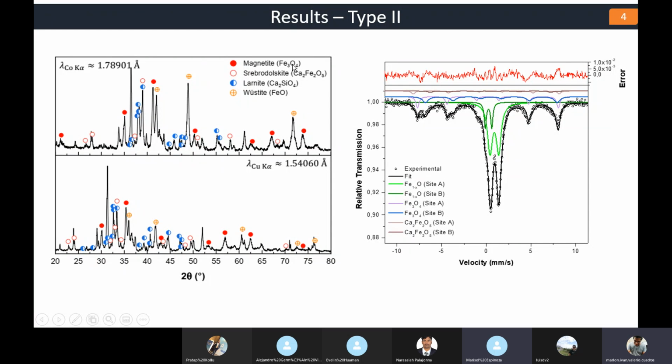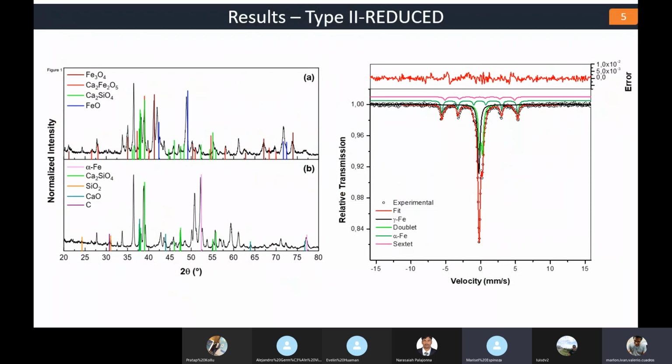In this case, Ca2Fe2O5 was identified by X-ray diffraction, and also identified by Mössbauer spectroscopy. In this case, we don't have a measurement at 50 Kelvin. For the reduced type 2 sample, we have as principal phases magnetite and Ca2Fe2O5.